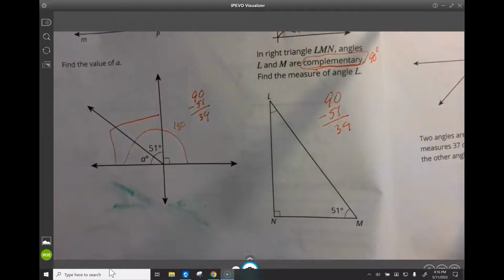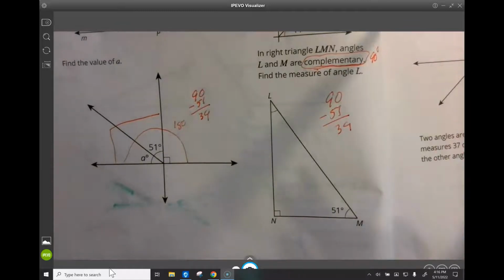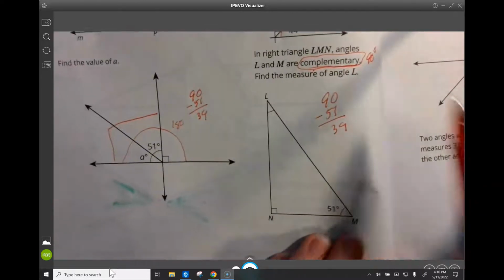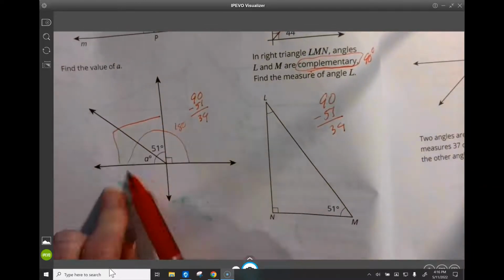But you get the point of what we're supposed to be doing here, is that you find out what these are. Okay, so here we go. We're going to go to the next page. But what we need to see is complementary is 90, and we need to look at everything we're getting.